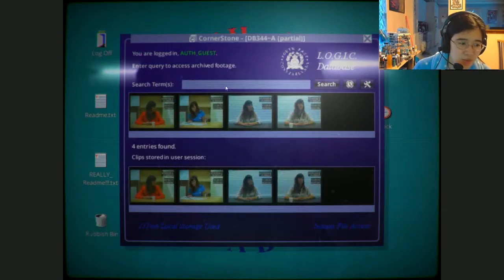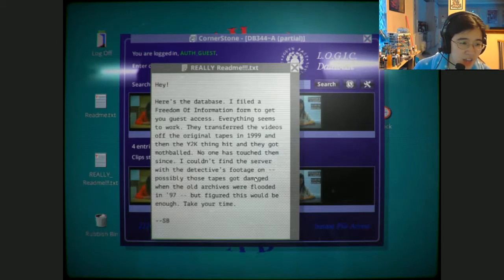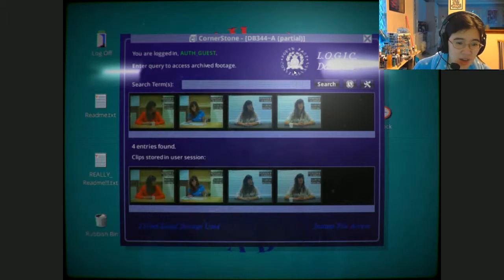Hey, here's the database. I filed a Freedom of Information form to get you guest access. Everything seems to work. They transferred the videos off the old original tapes in 1999, and then the Y2K thing hit, and they got mothballed. No one has touched them since. I couldn't find the server with the detective's footage on. Possibly those tapes got damaged when the old archives were flooded in 97. But figured this would be enough. Take your time, SB.